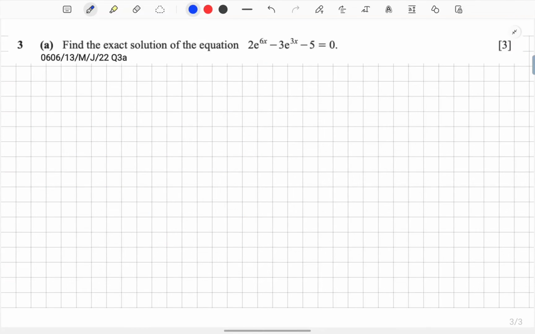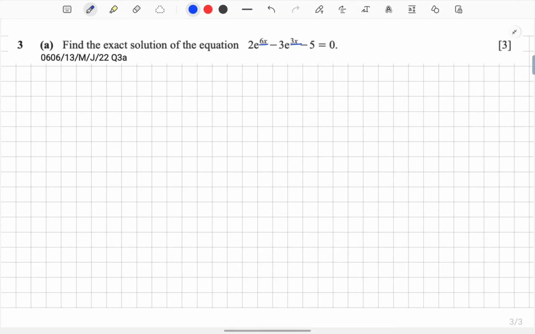In question 3, we need to solve this equation. In fact, this is also a quadratic equation. It is just not as obvious. You might have noticed that the exponents of e are 6x and 3x, and this gives us a hint that this is a quadratic equation. This question requires some knowledge about indices or exponents. If you still have difficulty with it, you can check out the video in the description.